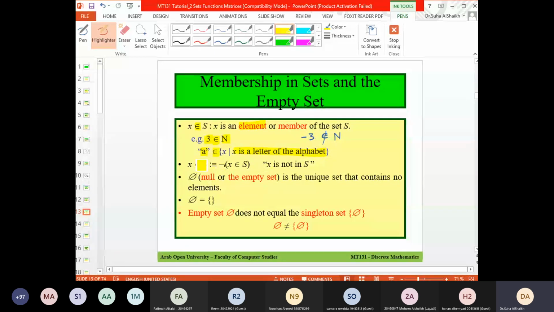Now we are starting to connect what we took last time, logic, with sets. If we say X does not belong to S, this is the negation of X belongs to S, right? X is not in S. This is the negation of X in S.